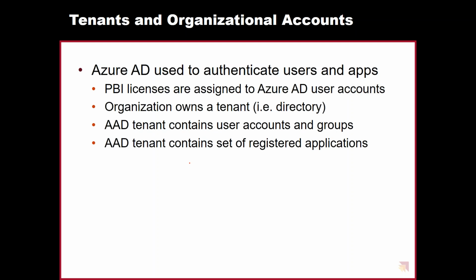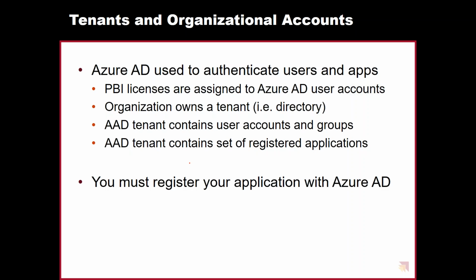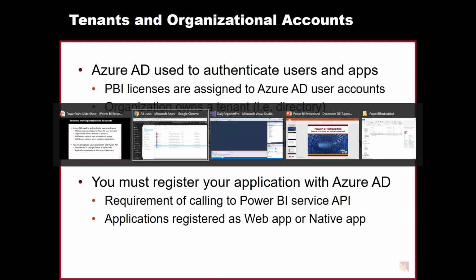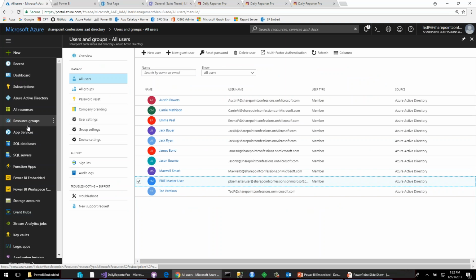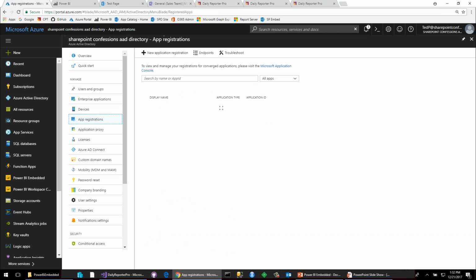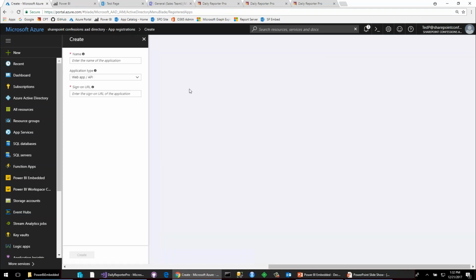The other important thing is that within that tenant, if I want to access content, my application also has to be registered. So you have to register the applications that you build with Azure AD, and then you get a GUID so that you can identify yourself as you're calling in to authenticate. Being able to authenticate against Azure AD as a programmer is a requirement of calling into the Power BI service. Now, when we register applications, let's go to Azure Active Directory, go to App Registrations, and create a new one.